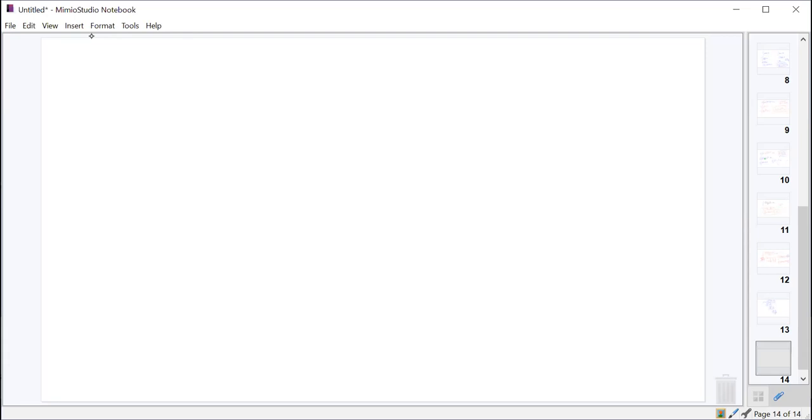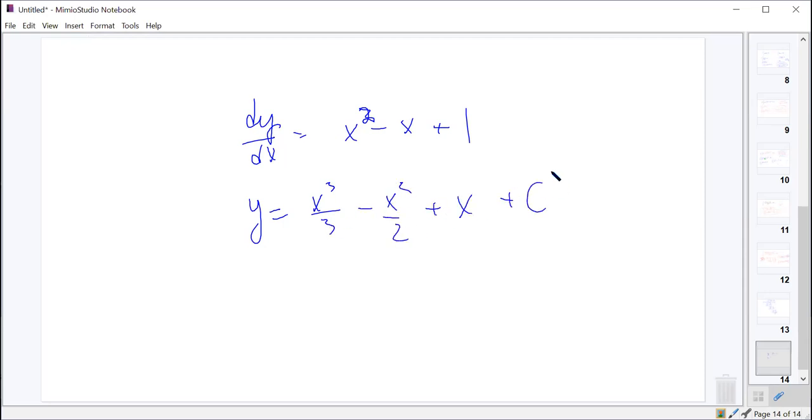But remember that the idea of a differential equation is for us just to be able to integrate it to find a function and to find all functions that satisfy that differential equation. So if I say dy/dx equals x squared minus x plus 1, well, then we integrate and we get y equals x cubed over 3 minus x squared over 2 plus x plus some constant. And there are an infinite number of equations that satisfy the derivative of y as x squared minus x plus 1. I can put any constant in over here.